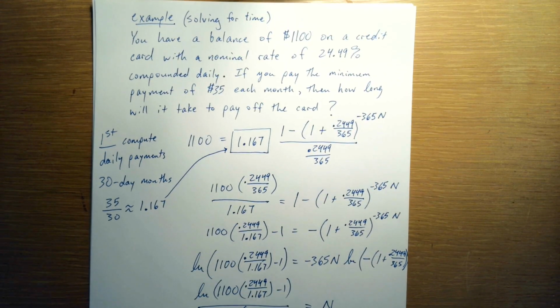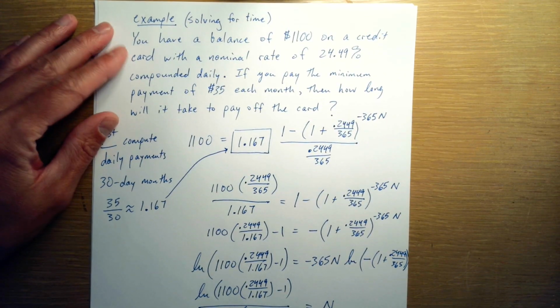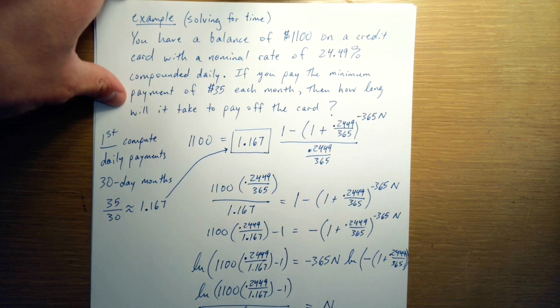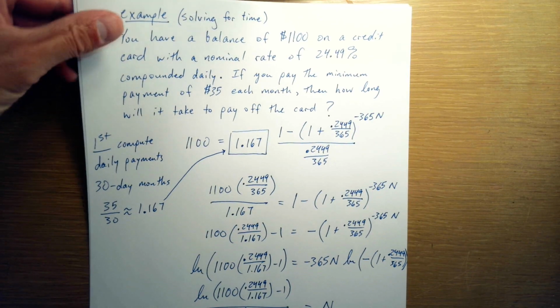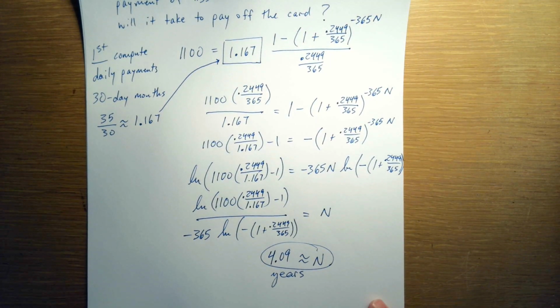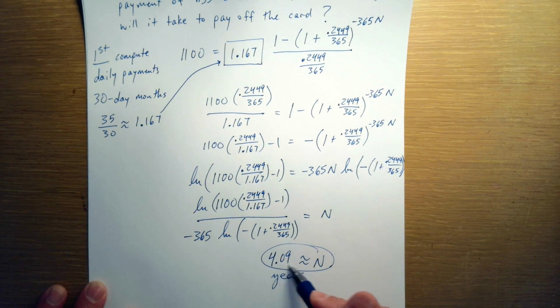So again, going back to our original question, you have $1,100 on a credit card. It accrues 24.49% interest, compounded daily. If you make a minimum payment of $35 every month, how long will it take to pay off the card? Just over 4 years. So I think this 0.09 is about a month, which means it's about 49 months.